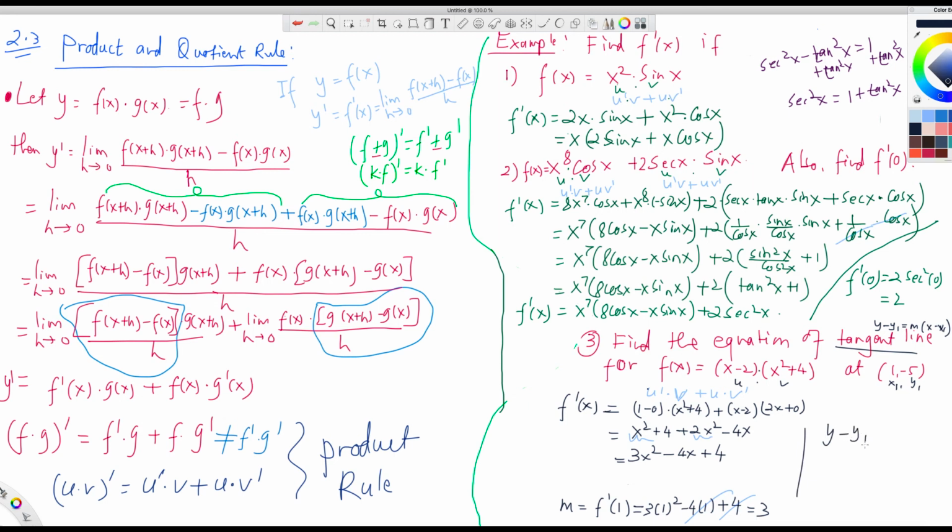So what is the equation of the line then? Y minus y1 equals m times x minus x1. Let's plug in y1 is negative 5, x1 is 1. So y minus negative 5 equals 3 times x minus 1. So this is positive 5, right? Y plus 5 equals 3x minus 3. Subtract 5, and what do you get? Y equals 3x minus 8. That is the final answer for this example number 3.